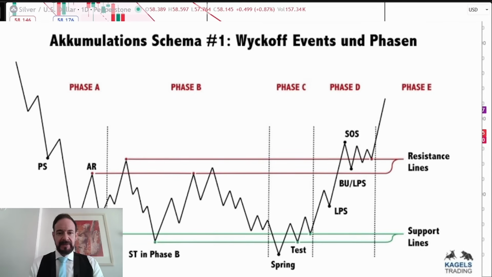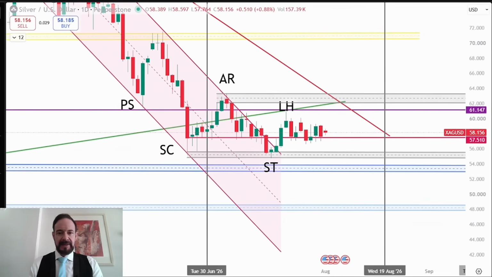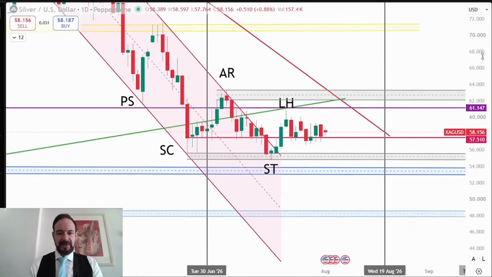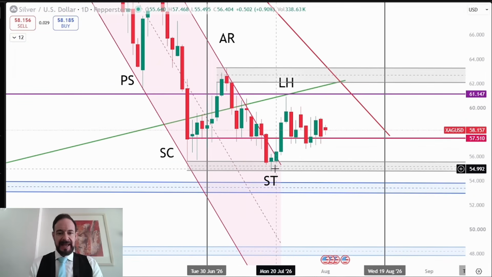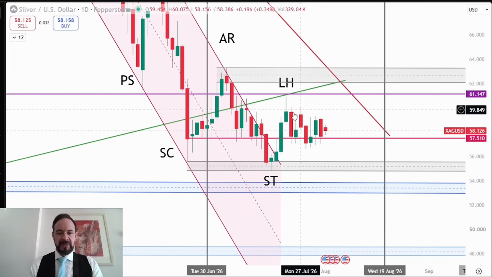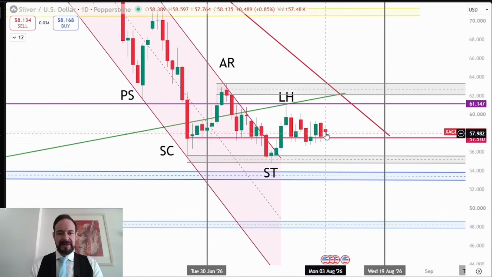Again, here's the graphic. We get the lower high, and then after the sell-off, we get this narrow, like trading in a tight range, period. And look at silver. This is exactly what has happened. ST in phase B moved to a lower high, and now we're going down and we're trading this tight range. This is textbook Wyckoff. So that would mean we would get the undercut, likely the fake out.